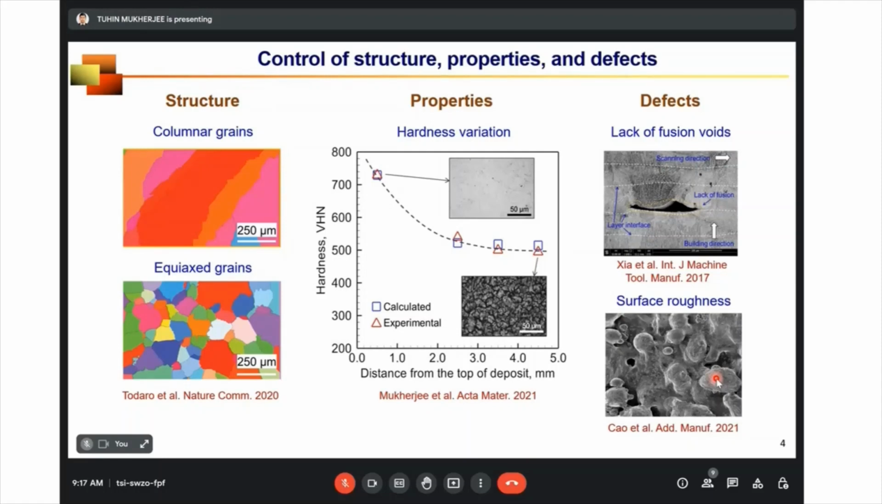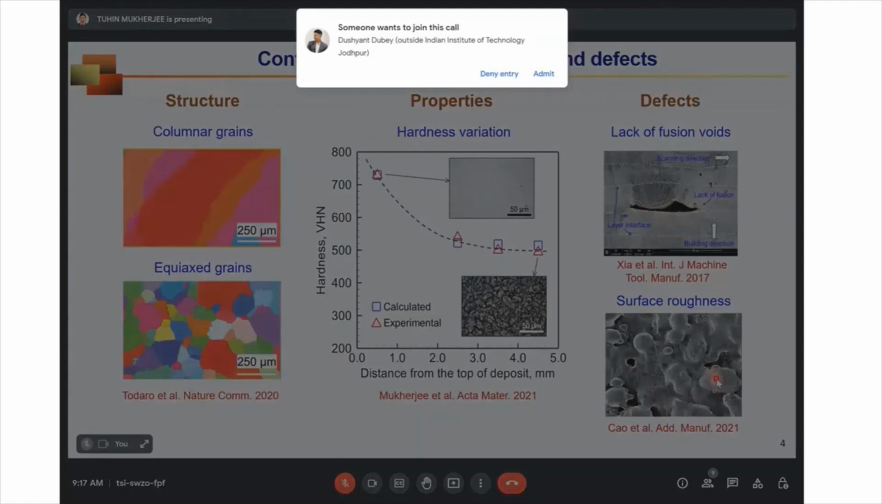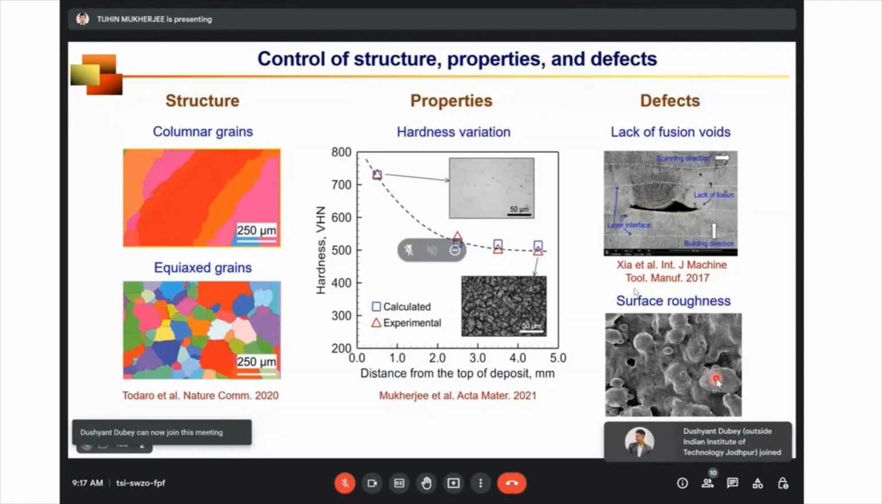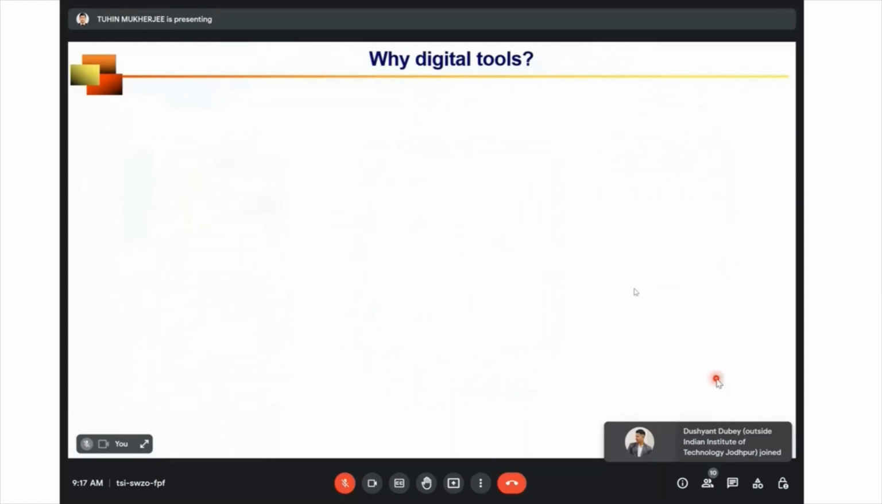Surface roughness, people may argue that you can do post-process machining or grinding to achieve a better surface finish. But imagine you are printing a part that has an internal cooling channel. How can you get a good surface finish, because you cannot do machining or grinding for those internal channels? So your part has to be printed such that you have a very high surface finish without doing an expensive and time-consuming post-process machining or grinding operation.